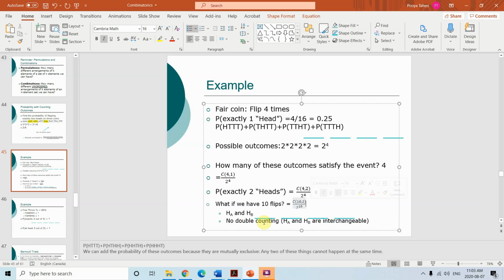Okay, so that's basically how you can answer this problem. You just select two of these positions and place the heads. How many different ways can you select 2 out of 4? This is it. And how many total possible outcomes can we have? It's 2 raised to power 10.